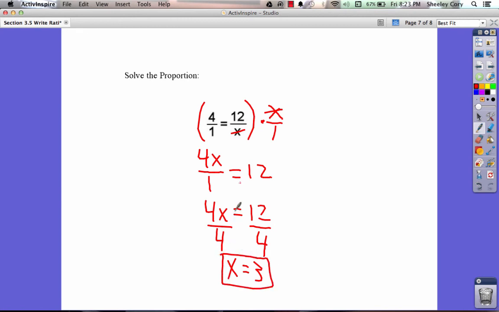So all you have to do to solve these proportions is cancel out both fractions by multiplying by the denominator and then solving for x.